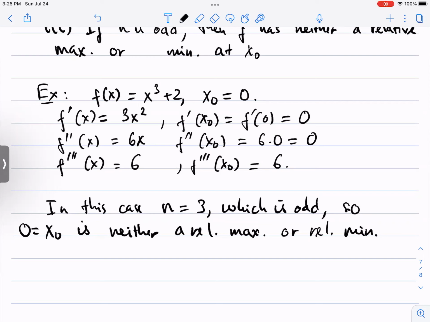At x0 equals 0, we evaluate f prime equals 0, f double prime equals 0, and f triple prime equals 6. In this case, n equals 3, which is odd. So the point x0 equals 0 is neither a relative maximum nor a relative minimum.